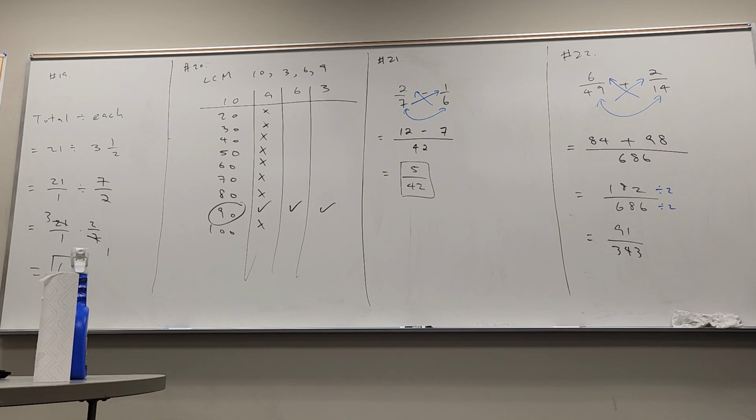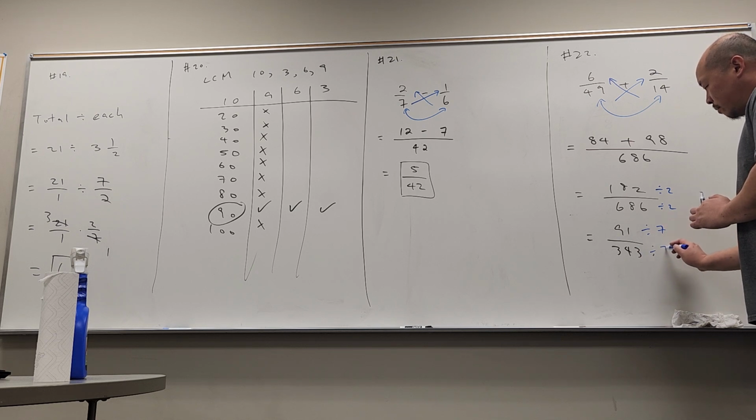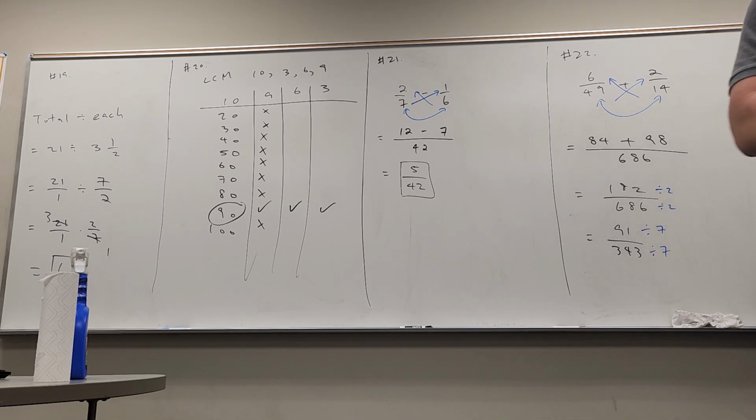And can I do any better than that? See, 3 will not go in. So let me try 7. Try 7 and see what works. Remember 7 and 11? Just put in the calculator to see if it works. It may not work, but let's try. So 91 divided by 7, I got is 13. 343 divided by 7 is 49, okay. So it's 13 over 49.